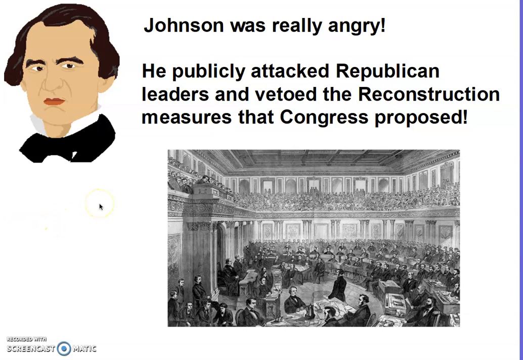Johnson was really angry. He publicly attacked Republican leaders and vetoed the Reconstruction measure that Congress proposed, all because he had made laws and let Southern states do certain things without letting Congress know. So Congress didn't want the Southerners in Congress yet and thought that he went behind their back. So that's why he was really angry. So any legislation Congress started, he vetoed it.